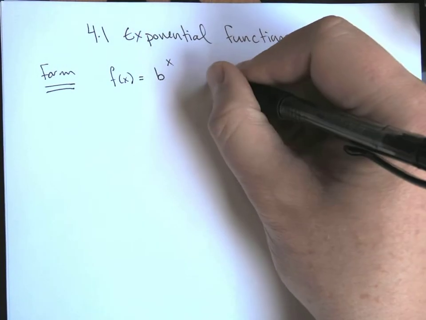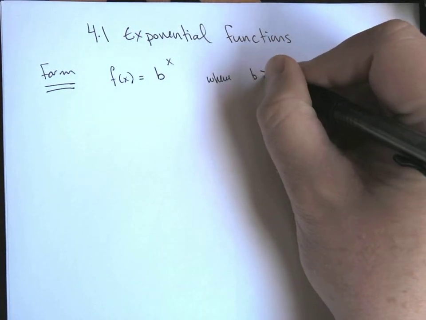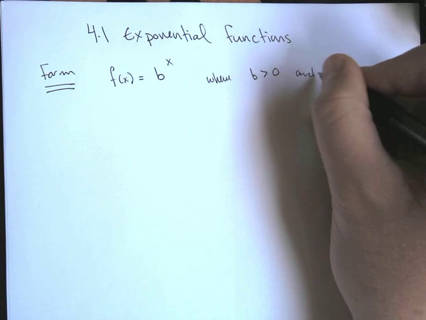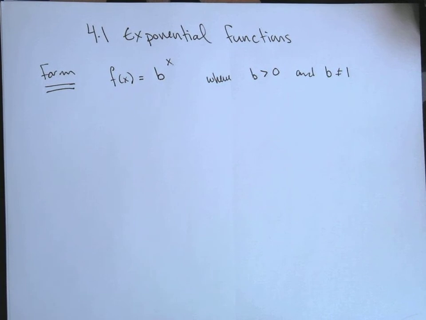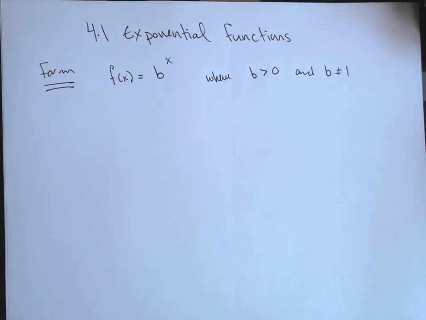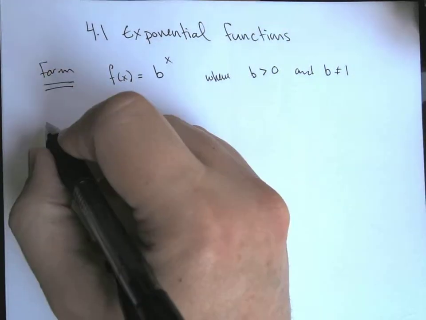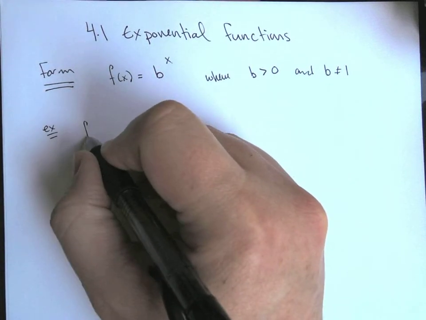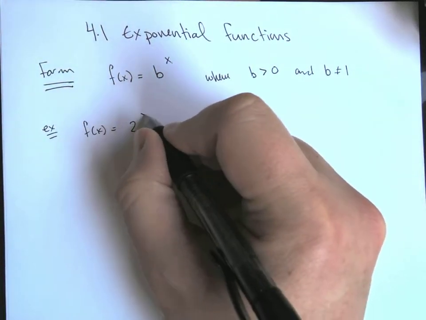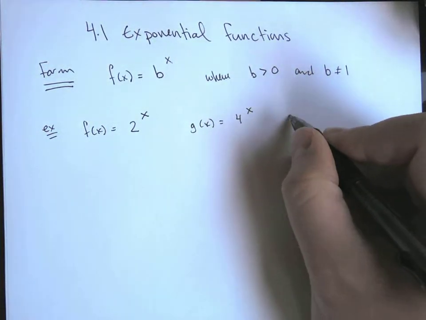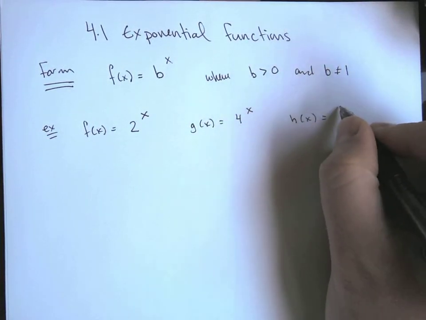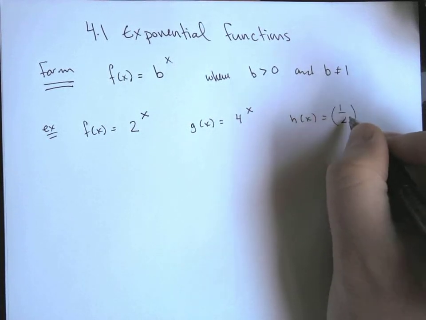The restrictions are, so the value for b is greater than 0, and we're going to ignore the case where the base value is 1. 1 to the x is kind of a trivial function, right? 1 raised to anything is just going to give us 1 back again. So we'll be looking at things that are more like, so f of x is maybe 2 raised to the x, 4 raised to the x. We could do some fraction kind of things like 1/2 raised to the x.